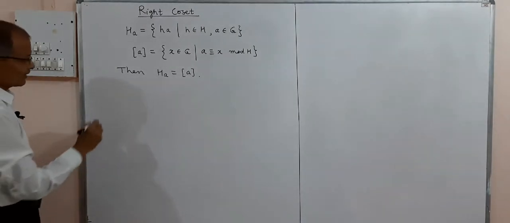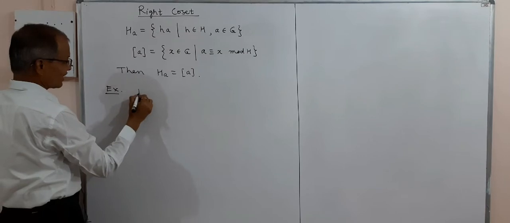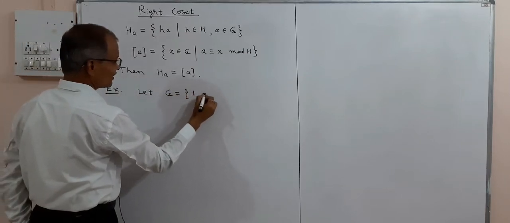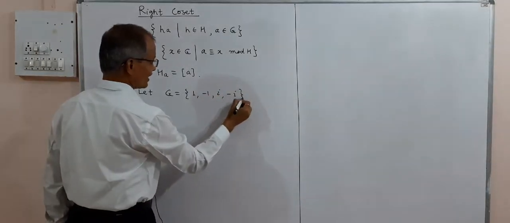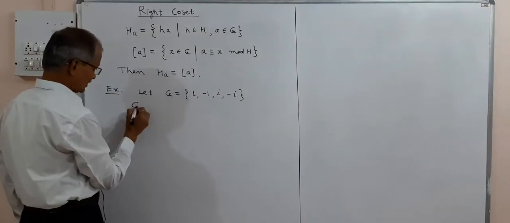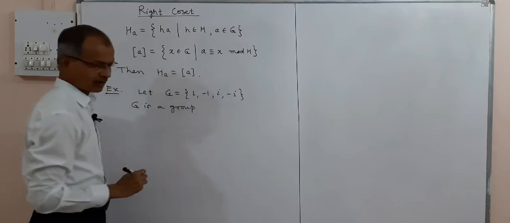Now we shall consider an example of right coset. Let G be a finite set. We shall consider 1, minus 1, i, minus i. Then G is a group under multiplication. We have seen this example earlier.